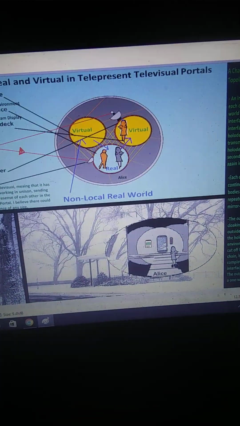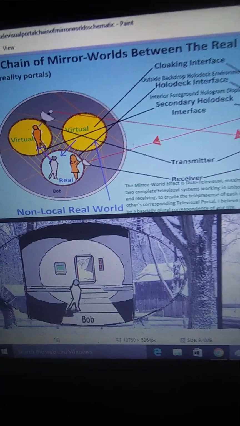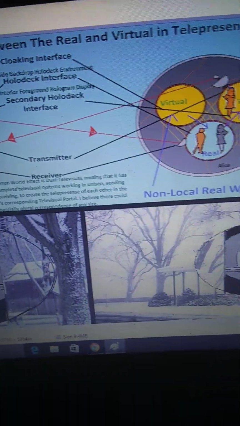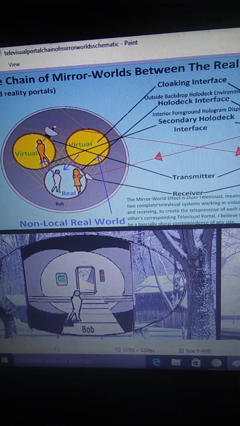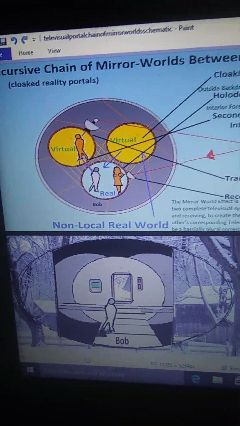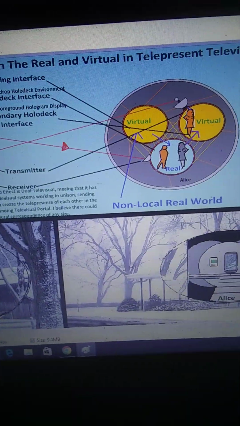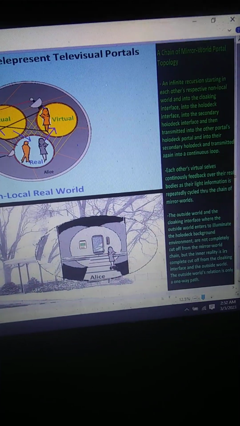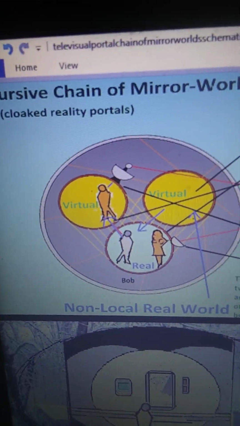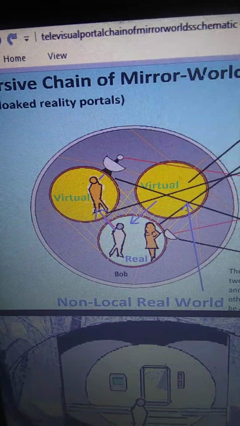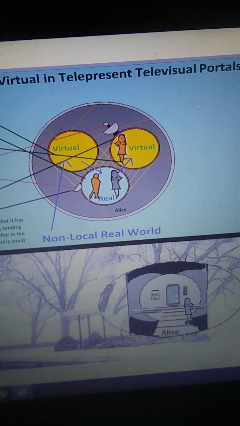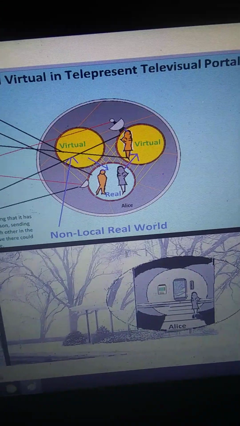But I'd like to imagine that one day this mirror world topology would completely connect separate parts of reality, not just our own world, but parts of different other realities. I believe there's something to be said about the mirror world effect and what it might relate to in a cosmic portal type embodiment. But so here's a recursive chain of mirror worlds between the real and virtual in telepresent televisual portals. These are just televisual portals, and all it is is cloaked reality portals. It's a virtual reality inside a cloaked shell. That's my interpretation of a portal, my practical interpretation.